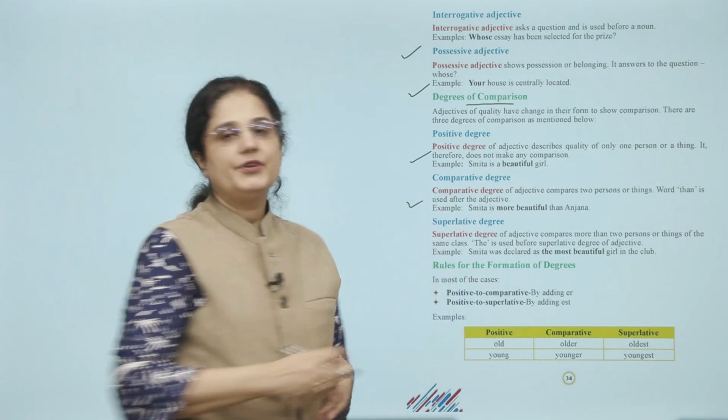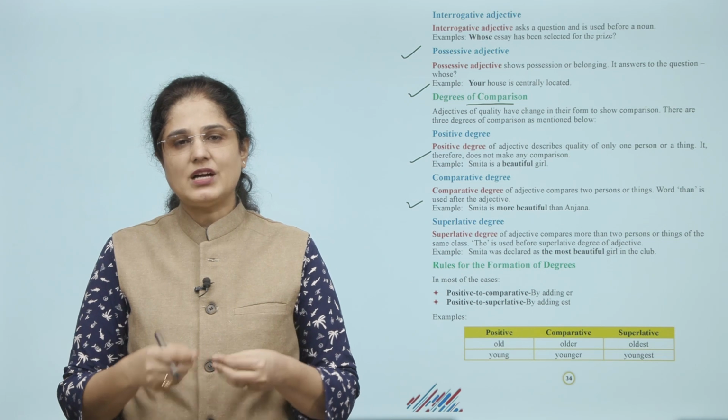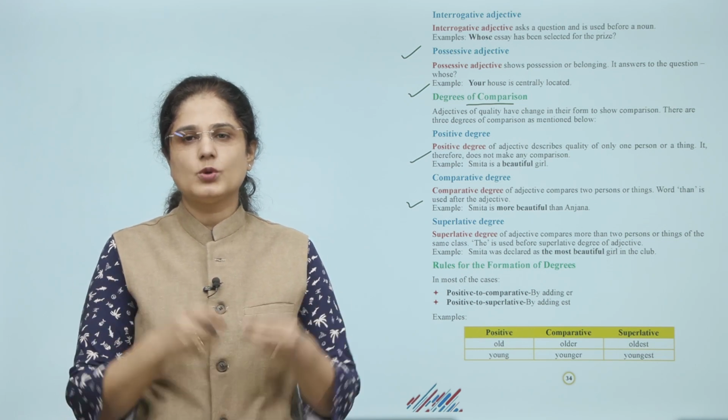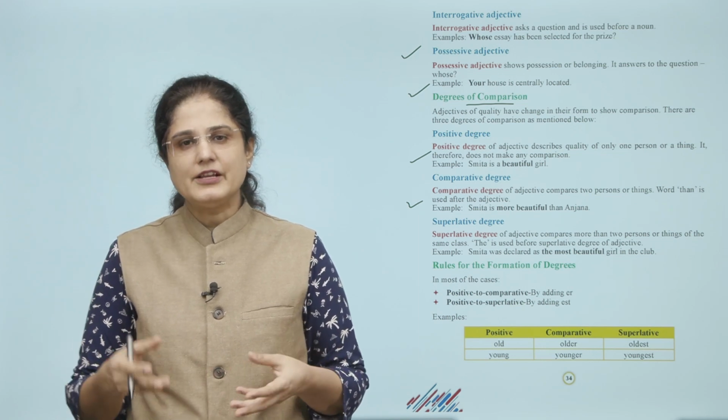Then comparative degree of adjective compares 2 persons or things. Word than is used after the adjective. यहाँ पे आप 2 लोगों या चीज़ों की adjectives को compare करते हैं. For example, Smita is more beautiful than Anjana.